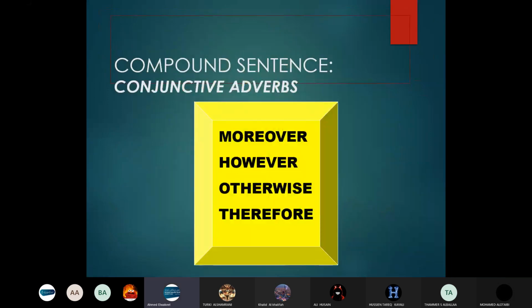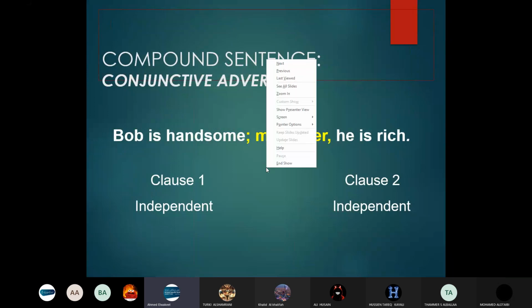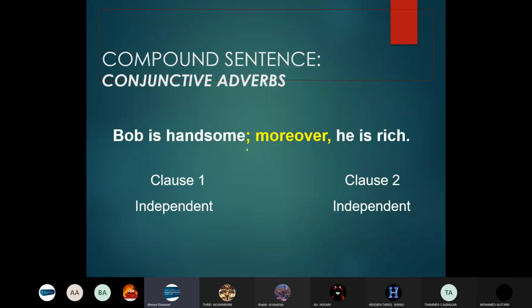The compound sentence using the conjunctive adverbs: moreover, however, otherwise, therefore. So when we say Bob is handsome; moreover, he's rich, I also have two independent clauses. But mind that while using moreover, we use a semicolon before it and a comma after it. And of course, you did not study that yet. These are called conjunctive adverbs.